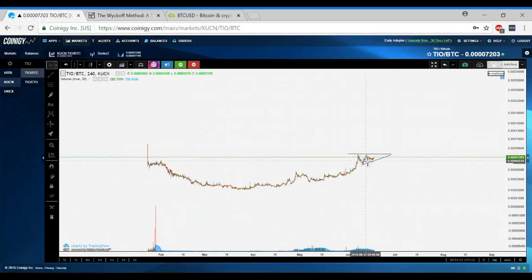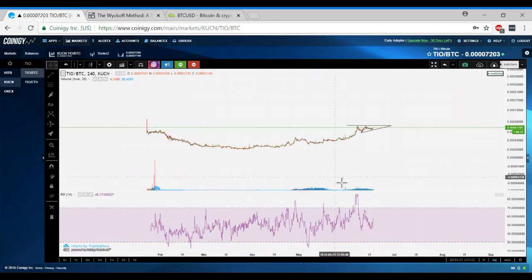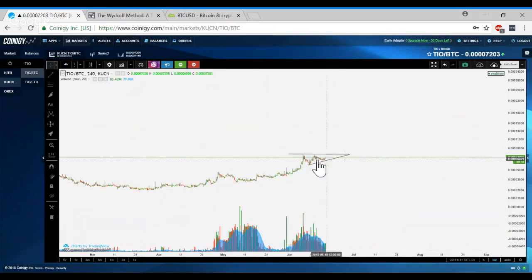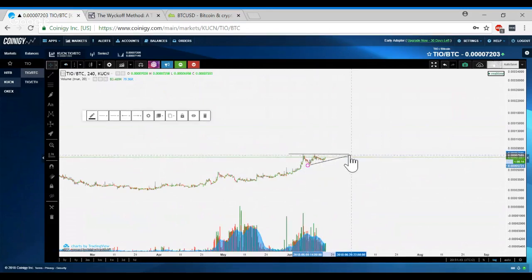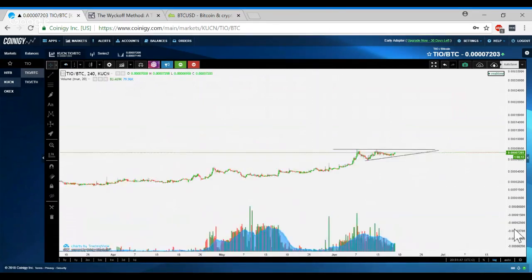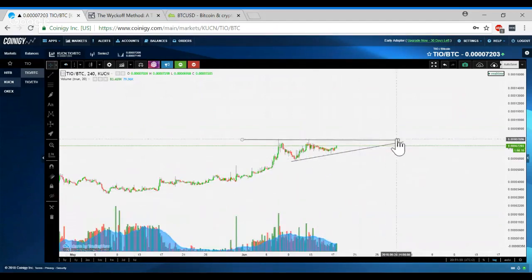Trade Token is currently forming an ascending triangle. This is more often than not a bullish pattern. It can be a bearish pattern, so there is of course a chance of breaking to the downside, but the way this looks to me right now, this won't happen anytime soon.